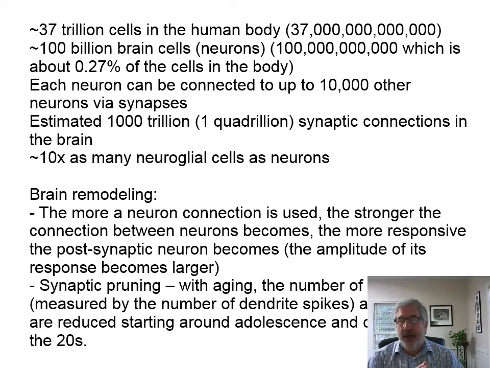So a lot of neuron cells in the brain are talking to a lot of other neuron cells. And then in addition to neurons, there's all the neuroglial cells, and there's about 10 times as many of those as there are neurons, because you need a whole bunch of those to help support the neurons.